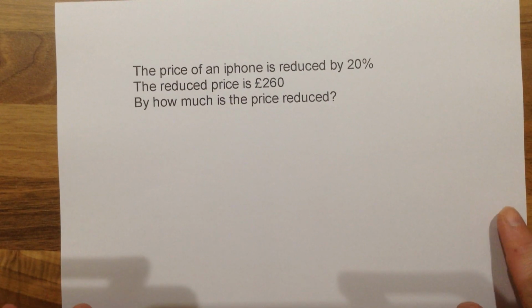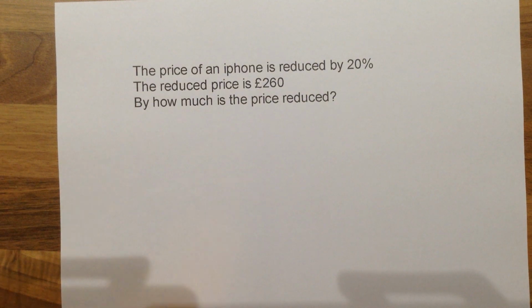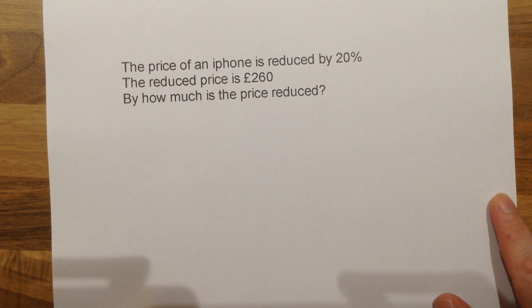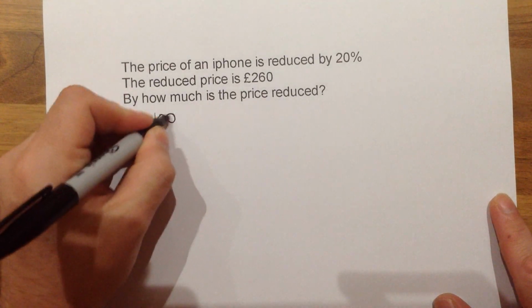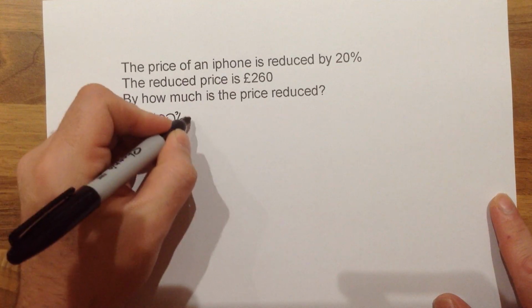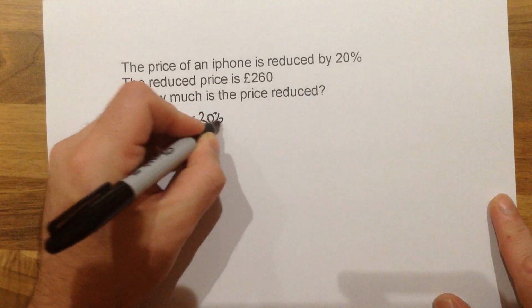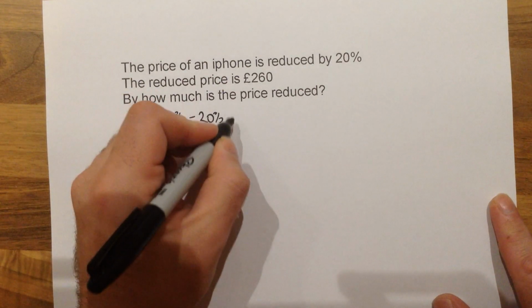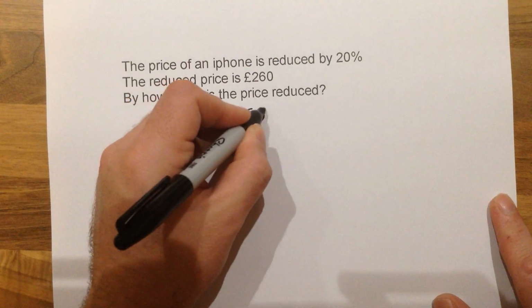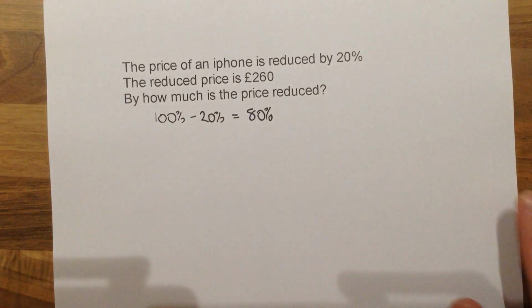This is section 4 of the Paper 2 Higher Maths Mock. The price of an iPhone is reduced by 20%. So here the reduction has already happened. So if we imagine, as we always do, that we start at 100%, 20% has already been taken off in the sale, so we are now left at 80%.